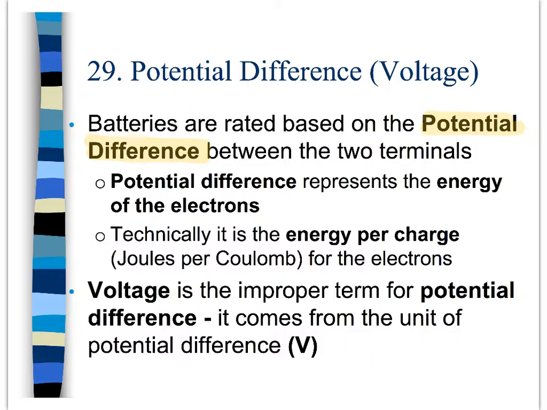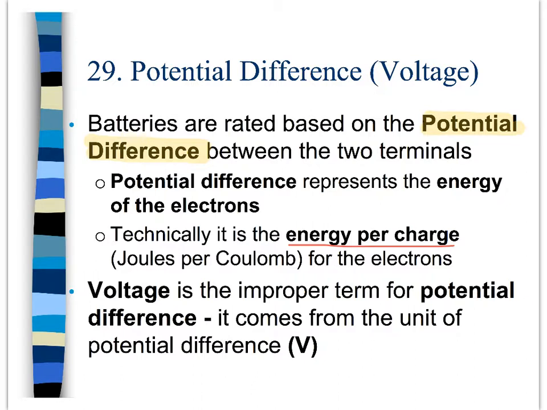That potential difference, which is measured in volts, is really a rating of how much energy the electrons have. What it actually represents is the energy per charge, but we say that it's just the energy because electrons all have the same charge. So the electrons in a 9-volt battery are going to have more energy per charge and therefore more energy than the electrons in a 1.5-volt battery.